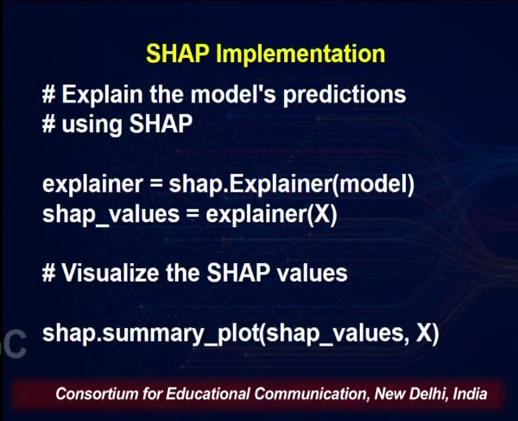X is the training data that we have taken, and then we visualize it using shap.summary_plot. The SHAP summary plot gives you a summarized impact of how the features are contributing to the model outcome. For that we are using the SHAP values given by the explainer, based on the data set X.